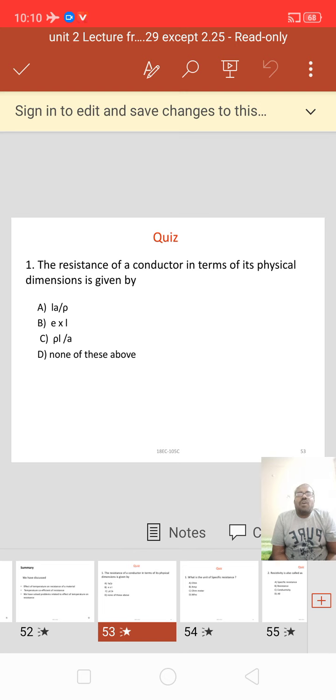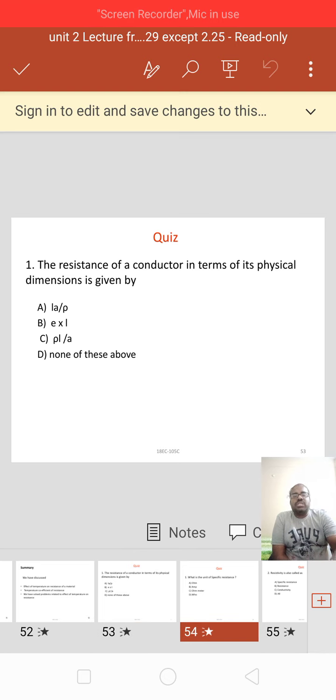The resistance of a conductor in terms of its physical dimensions is given by resistance R equal to: A, L into A by rho; B, rho into L; C, rho L by A; D, none of this. By clearly observing this first question, we notice that resistance R equal to rho into L by A, that is C is the option for the first question.